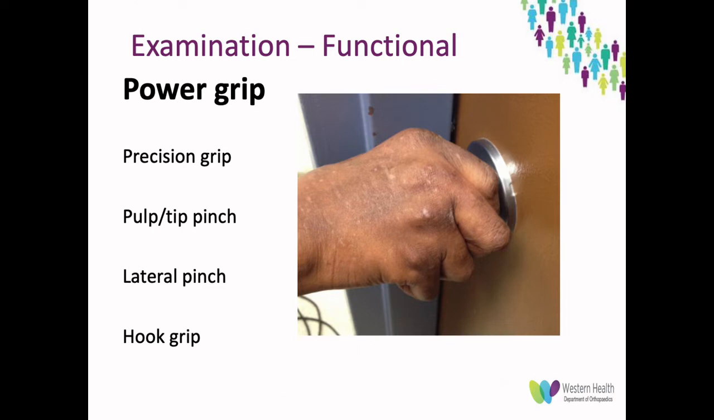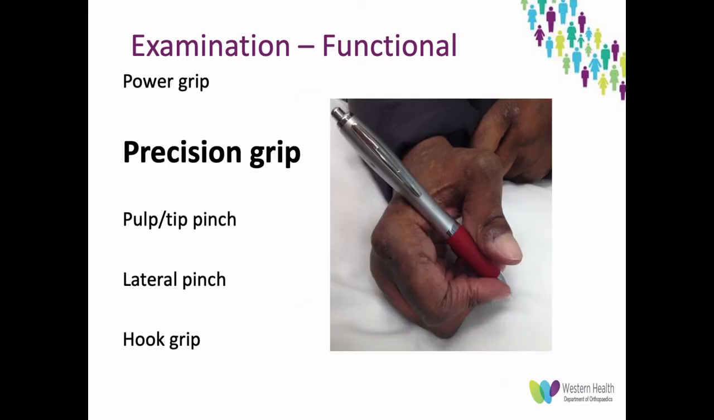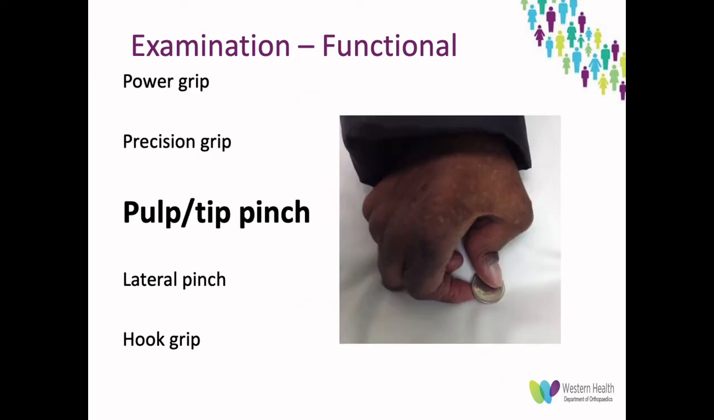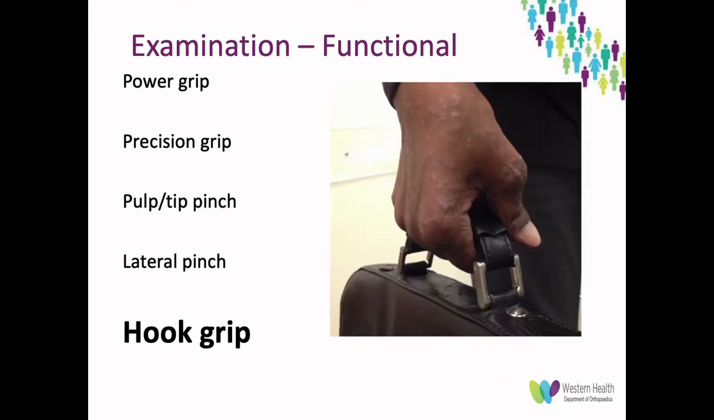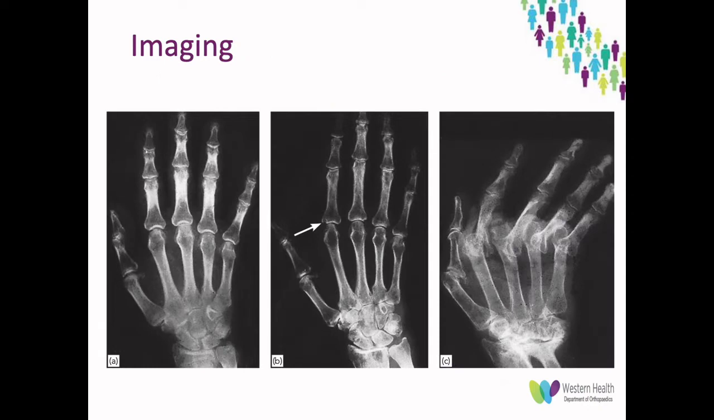Functional assessment is also a really key part of assessing rheumatoid hands. So looking at the patient performing different tasks, Solomon hand function tests can be used to assess ability to do activities of daily living and also assess surgical results. So power grips such as turning a doorknob or unscrewing a jar, precision grip, writing with a pen, using pulp pinch grip to pick up a coin, lateral pinch to turn a key, and hook grip to hold a briefcase.